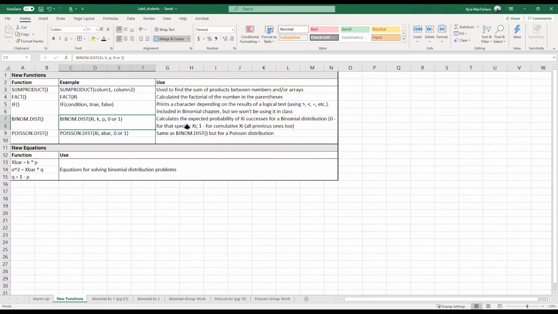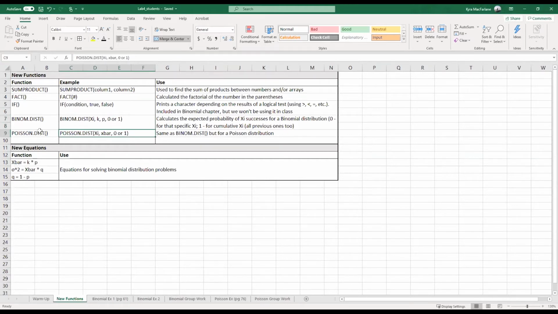The 1 gives you the cumulative probability. So that's for xi and all previous numbers before. Right, if xi in this example is 5 and I did a 0, it would just give me the probability of 5 successes in 5 trials. If I put a 1 at the end instead of a 0, it would give me the probability of 5, 4, 3, 2, 1, or 0 successes, all summed together.